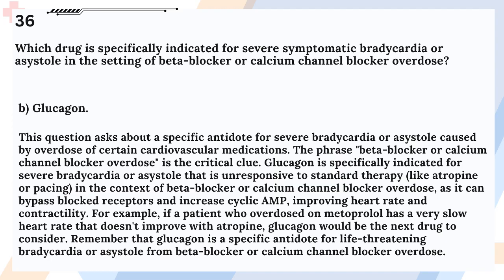For example, if a patient who overdosed on metoprolol has a very slow heart rate that doesn't improve with atropine, glucagon would be the next drug to consider. Remember that glucagon is a specific antidote for life-threatening bradycardia or asystole from beta blocker or calcium channel blocker overdose.